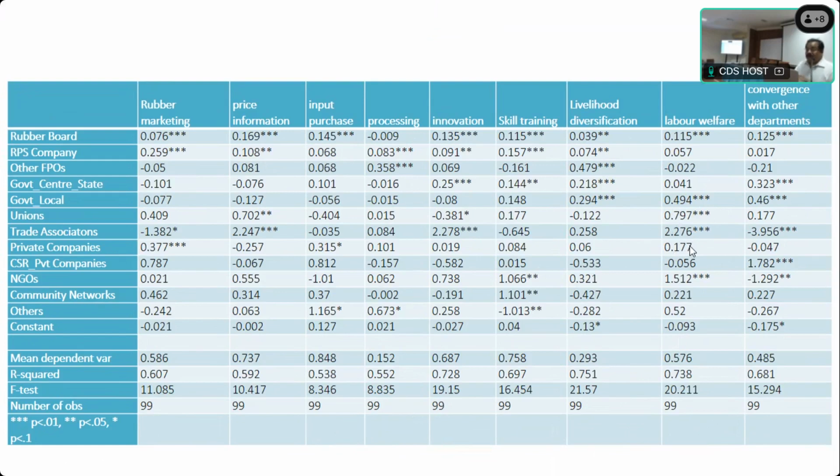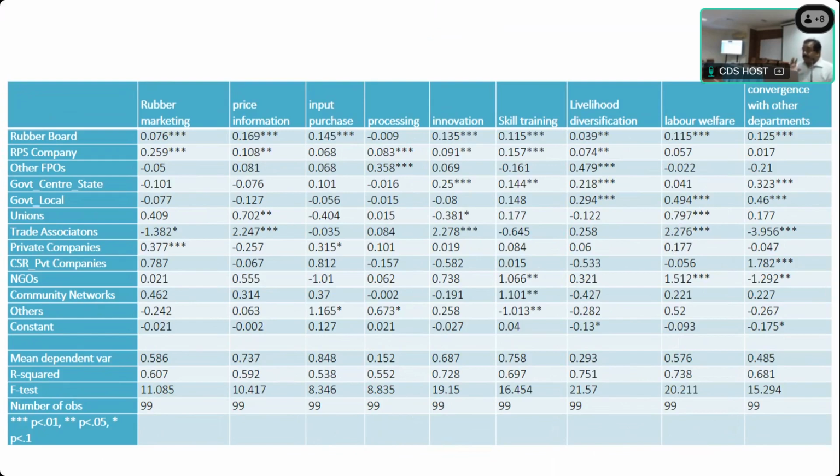So the point I'm trying to make is that there is a large set of networks and interactions that are possible, and each of them can be analyzed. Right now, what we can see is that the rubber board is the biggest player. The RPS company plays some role, but the rest of the network seems to be largely absent.